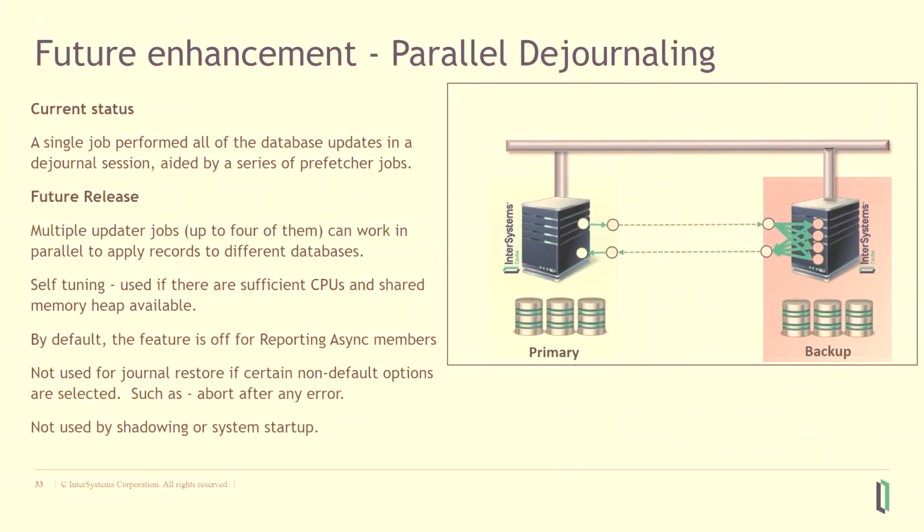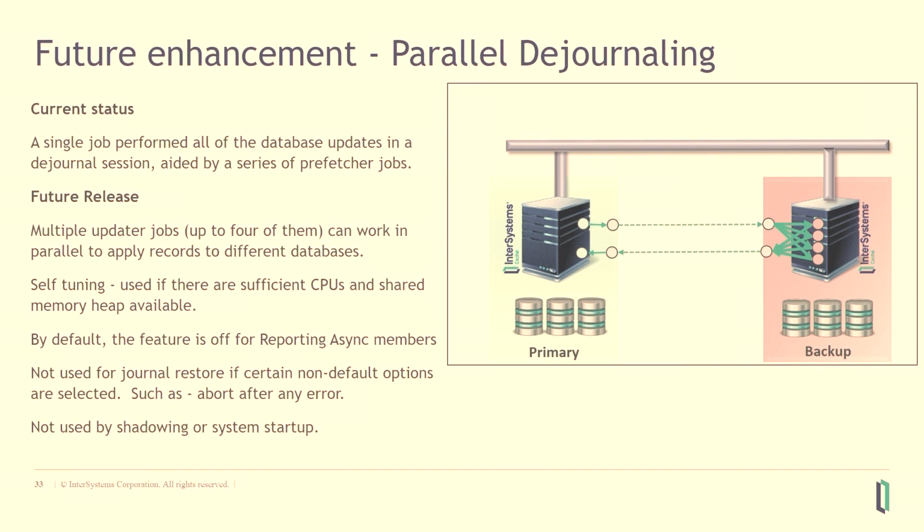Okay, the last new thing that I want to talk about is parallel dejournaling. So currently, the way that mirroring works, we talked about journal files getting sent between members, but basically you've got one process on the backup or async member that's going through the journal file and actually making those changes to the databases. And that was starting to become a limitation in terms of scalability. So starting in 17.2, there will now be up to 4 of these updater processes that can make these changes at the same time.